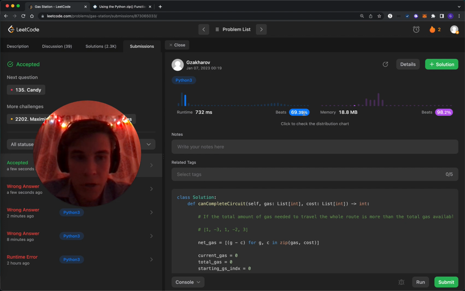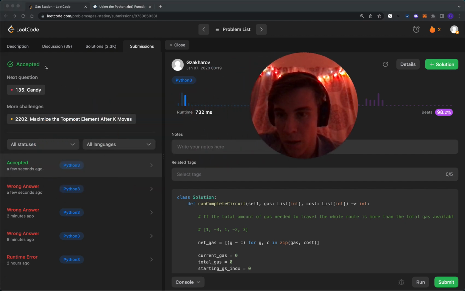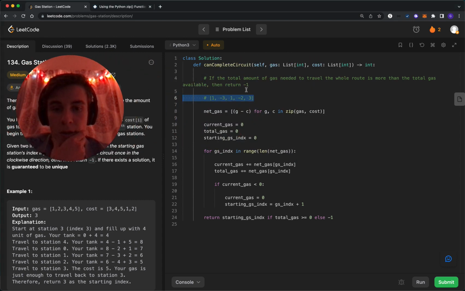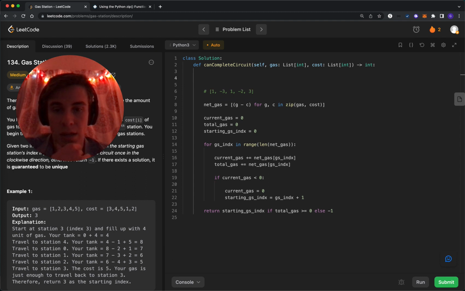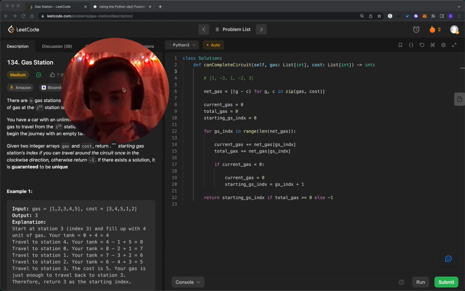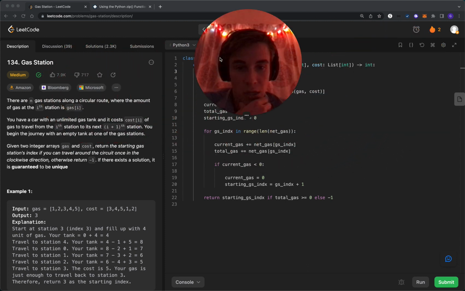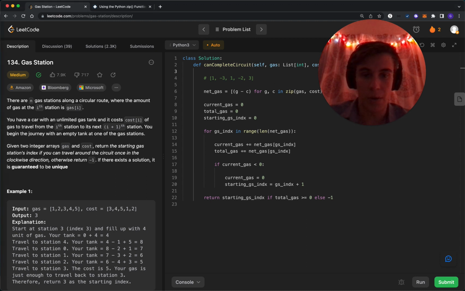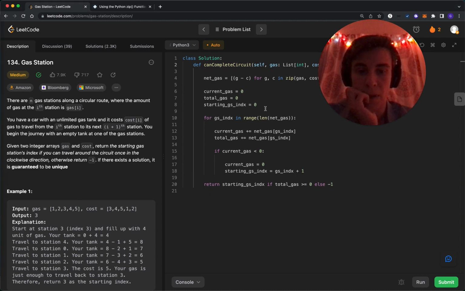I like to start thinking in terms of analogies. I feel like when I started thinking in terms of the net gas, instead of just the gas it takes and the cost it takes to travel from one gas station to another, it really simplified the process of figuring out what the algorithm should be. Also, the algorithm, let me talk about that.